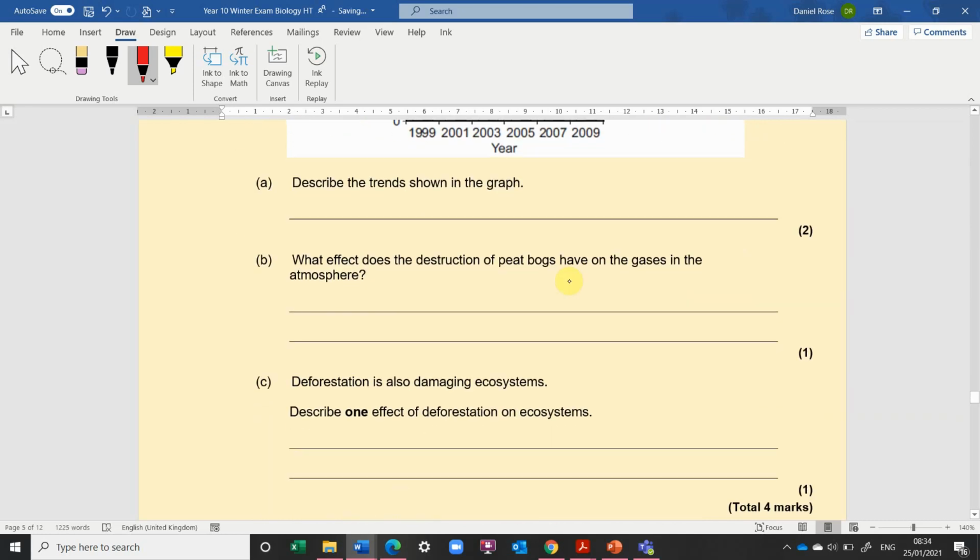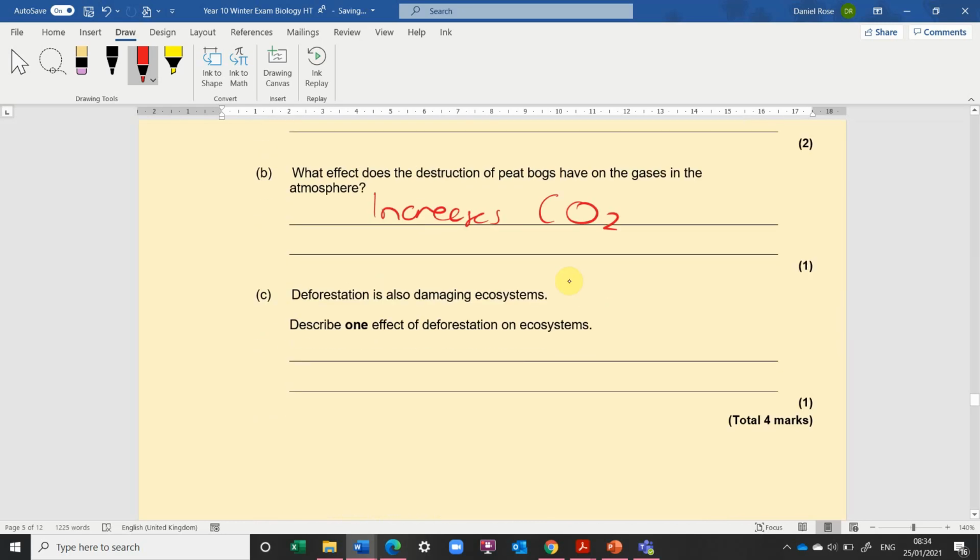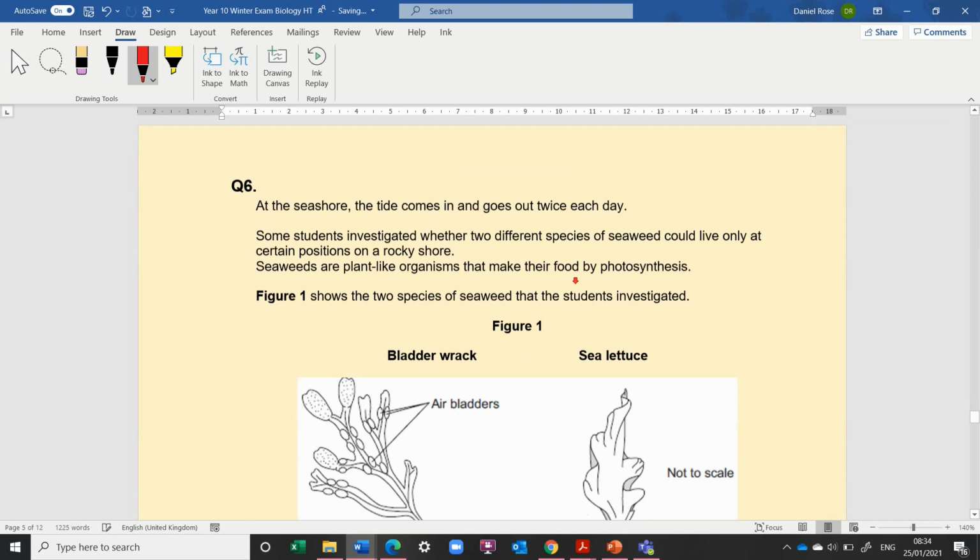What effect does the destruction of peat bogs have on the gases in the atmosphere? Well, it increases CO2. I know many of you haven't covered this topic yet, but it's actually linking into things you should commonly know anyway. And deforestation is damaging ecosystems. Well, the main reason is habitat, through things like soil erosion, and so on. Again, that was answered well.